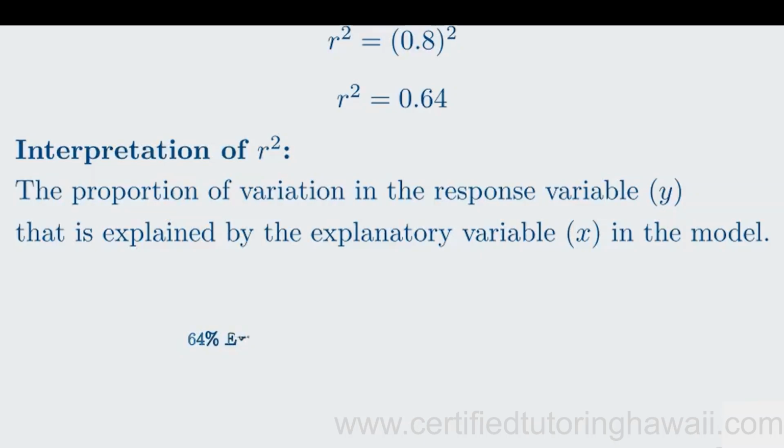In our exam score example, an r squared of 0.64 means that 64% of the variation in exam scores can be explained by the linear relationship with study hours. The remaining 36% of the variation is due to other factors not included in our model, like prior knowledge or how much sleep the student got.